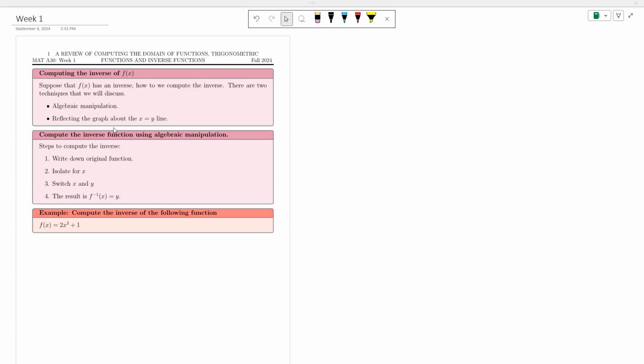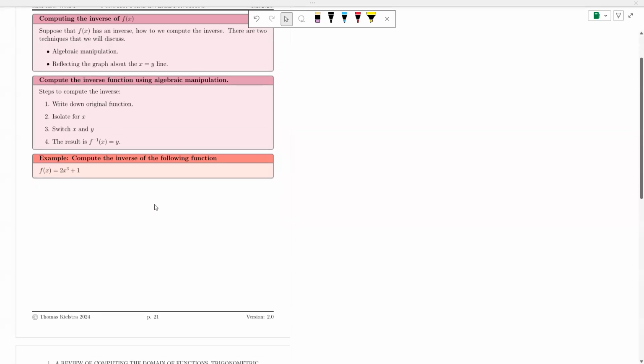Now, to algebraically manipulate the function, what we do is we write down the original function. We isolate for x. We then switch our x and our y. And finally, we write the result for the f inverse of x equaling y. So let's take a look at this example.